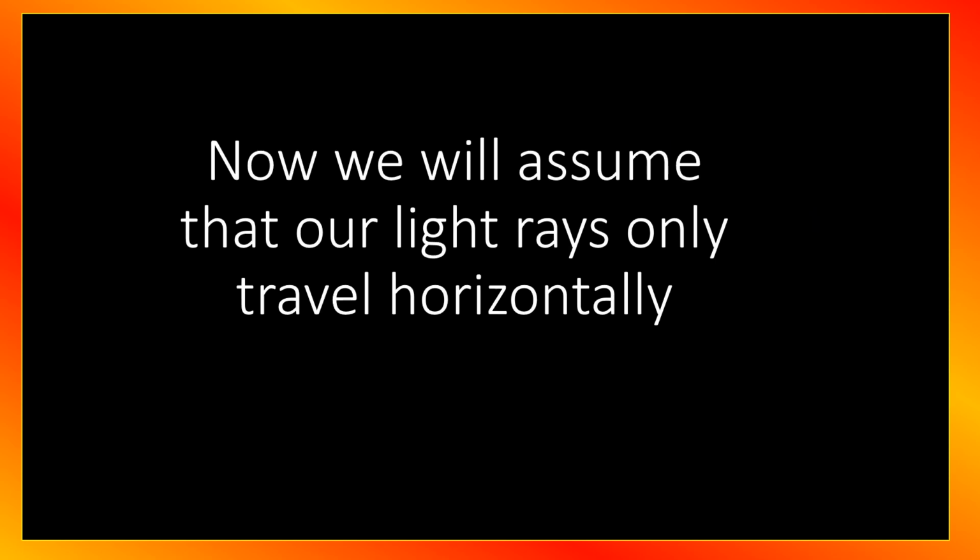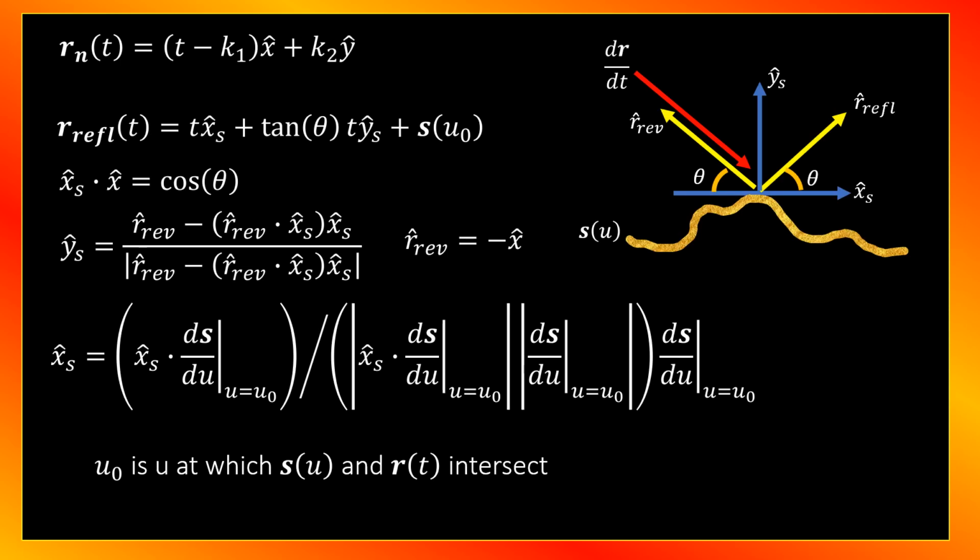Now, in order to solve our problem, we're going to start making assumptions. The first thing we will assume is that our light rays only travel horizontally, as in our problem. So what this assumption translates to is, say that we have our nth light ray path. It's going to be equal to t minus k1 times x hat plus k2 times y hat. Since there's a t dependence in the x hats, we're going to get a straight line in the x direction. There's no t in the y direction, so y is going to stay constant while x varies. That is a horizontal line.